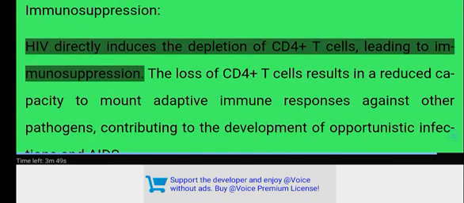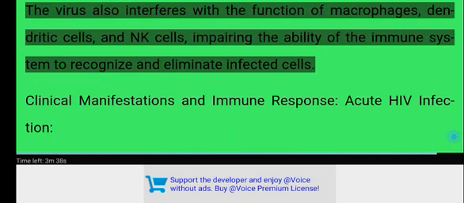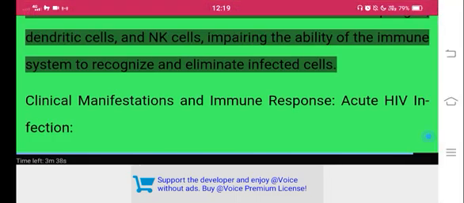Immunosuppression. HIV directly induces the depletion of CD4 plus T cells, leading to immunosuppression. The loss of CD4 plus T cells results in a reduced capacity to mount adaptive immune responses against other pathogens, contributing to the development of opportunistic infections and AIDS. The virus also interferes with the function of macrophages, dendritic cells, and NK cells, impairing the ability of the immune system to recognize and eliminate infected cells.